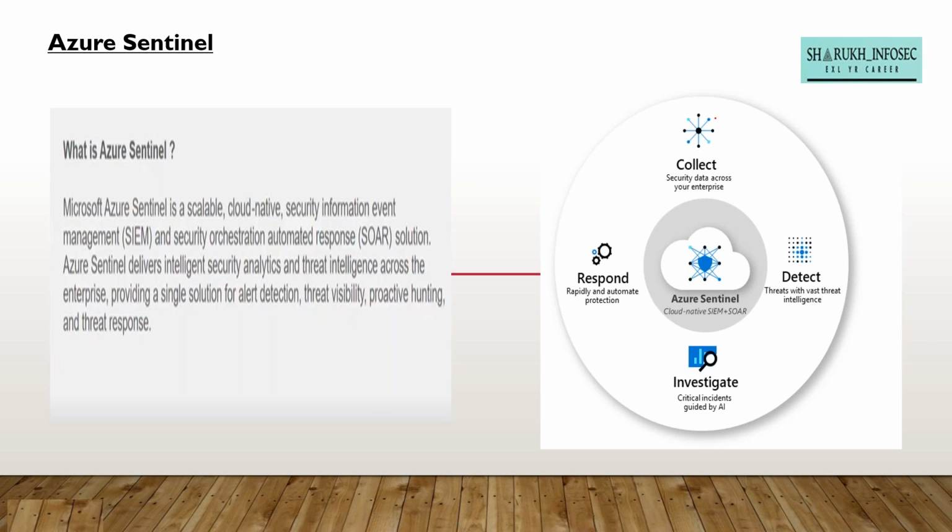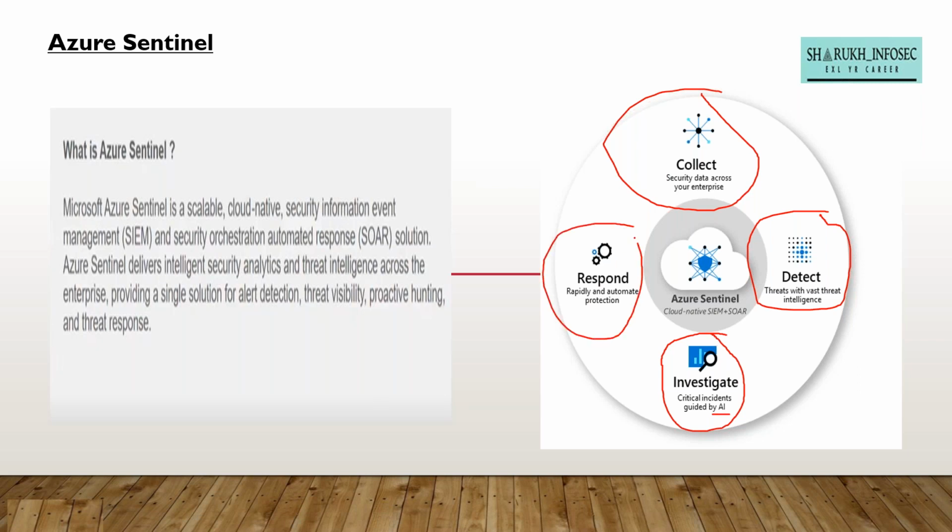Yeah, so no issues. On the right hand side, you can see the diagram. It says about Azure Sentinel. It is collecting security data across your enterprise. It is detecting the threat with its threat intelligence capability. It is also investigating the threat. If you want Sentinel to investigate the threat, it can do that, guided by artificial intelligence. And the response part is coming from the SOAR capability. I can respond to incidents in real time.